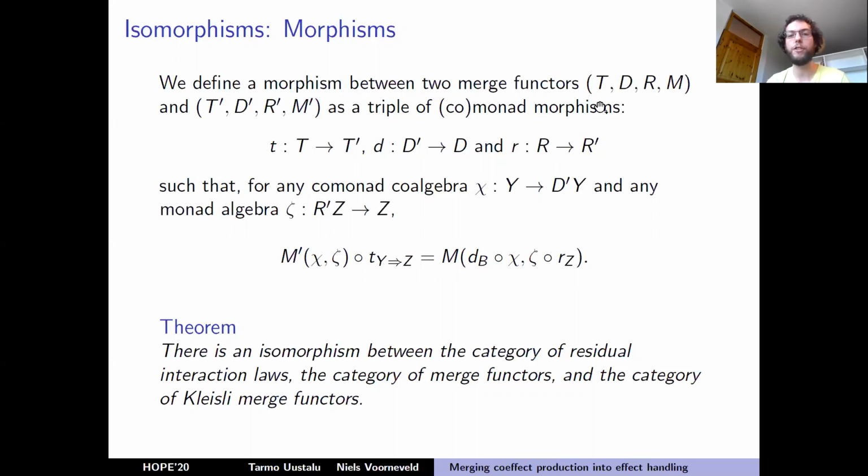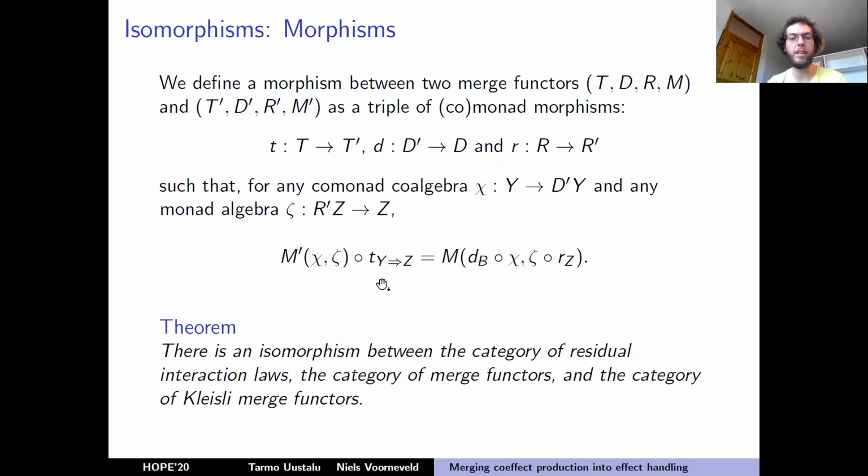So we say that the morphism between the merge functor M on T, D, and R and M prime on T prime, D prime, and R prime is given by a triple of monad and comonad morphisms, T, D, and R, where in particular D is an opmorphism, because of, as we've seen, the domain of merge functors, such that it satisfies this condition here. So for any comonad coalgebra and monad algebra, this condition holds.